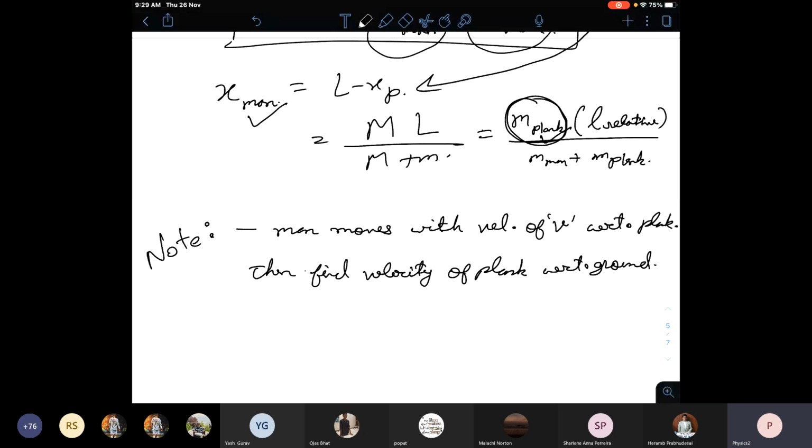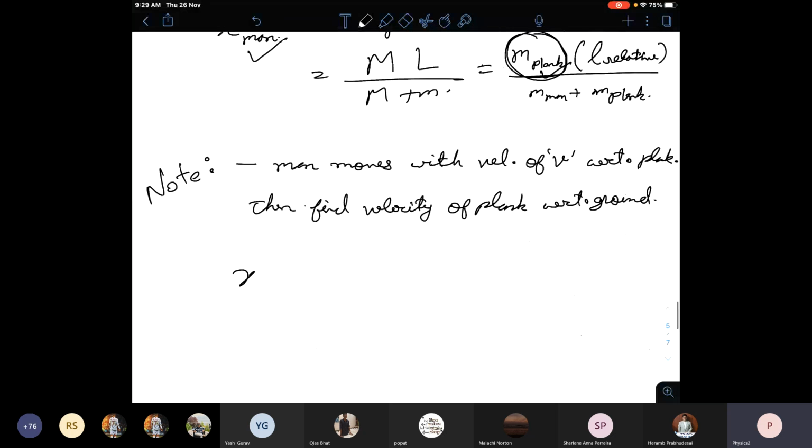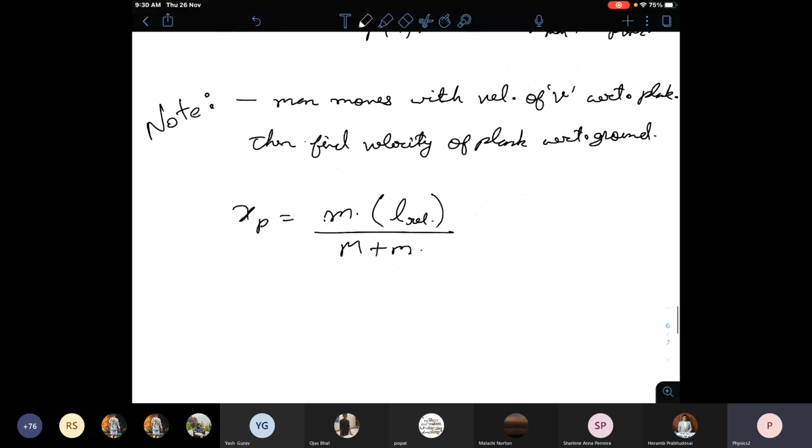So nothing changes, the formula of xp is still this only. xp is what? Mass of man. Small m is the mass of man, capital M is the mass of plank in normal terms. I'm not going to write m man and m plank every time. So small m into L relative, the displacement relative, divided by mass of plank plus mass of man, to get the distance moved by the plank.